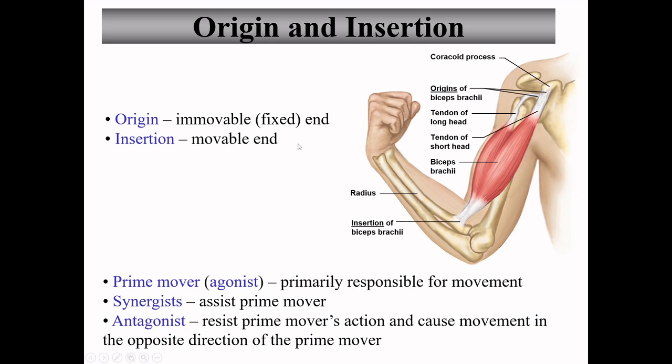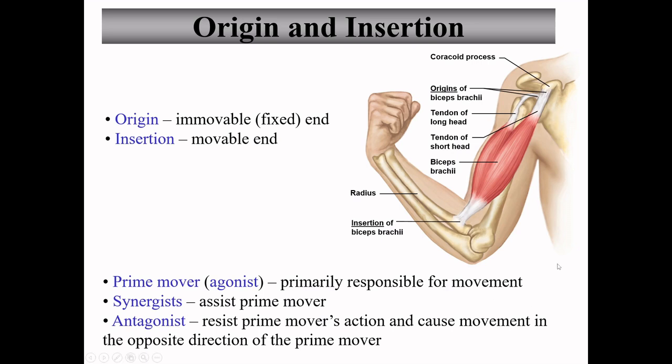All right, origin and insertion. So we learned this in the last chapter. Origin is the immovable end or the fixed end of the muscle, where the insertion is the movable end. Now typically our muscles work in groups. So I've got my prime mover. This is also known as the agonist. This is what is primarily responsible for whatever movement we are trying to do. It's the one that's doing the lion's share of the work.